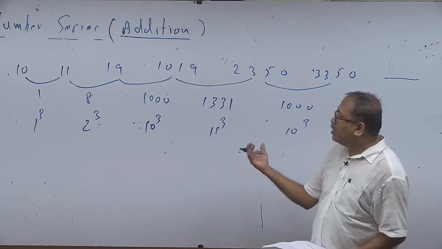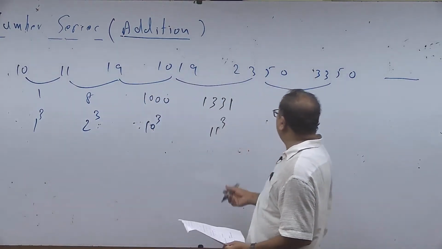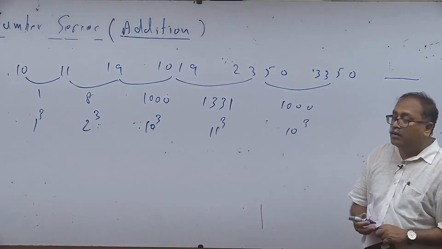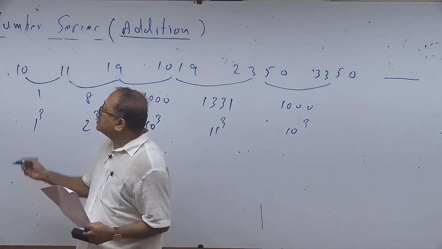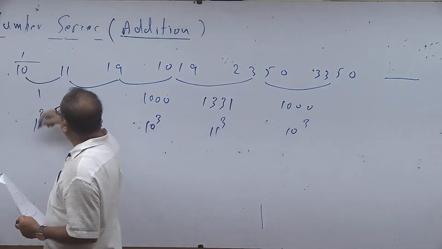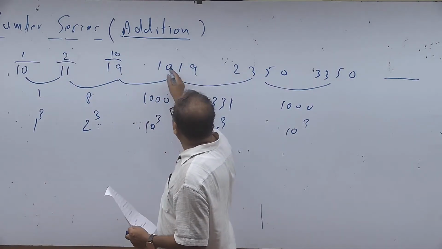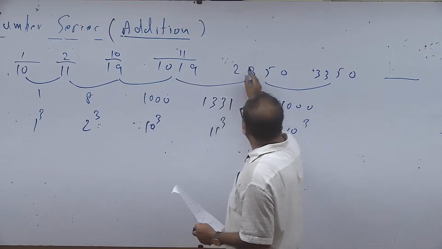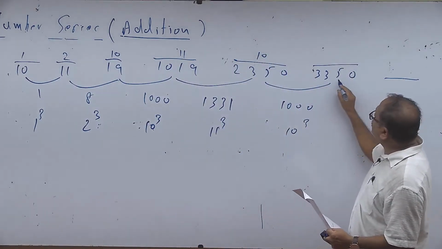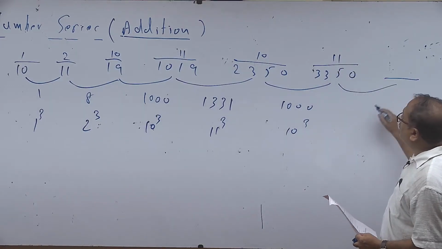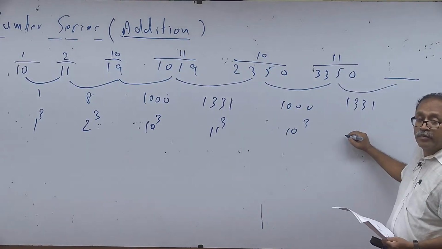Now how this n cube? How we get this 1, 2, 10, 11 and 10? Sum of the digits cube. So sum of the digit is 1, 1 cube, sum of the digit is 2, 2 cube, sum of the digit is 10, 10 cube, sum of the digit is 11, 11 cube, sum of the digit is 10, 10 cube. So the next one, the sum of the digit is 11. So I should add 11 cube, and that is 1331.